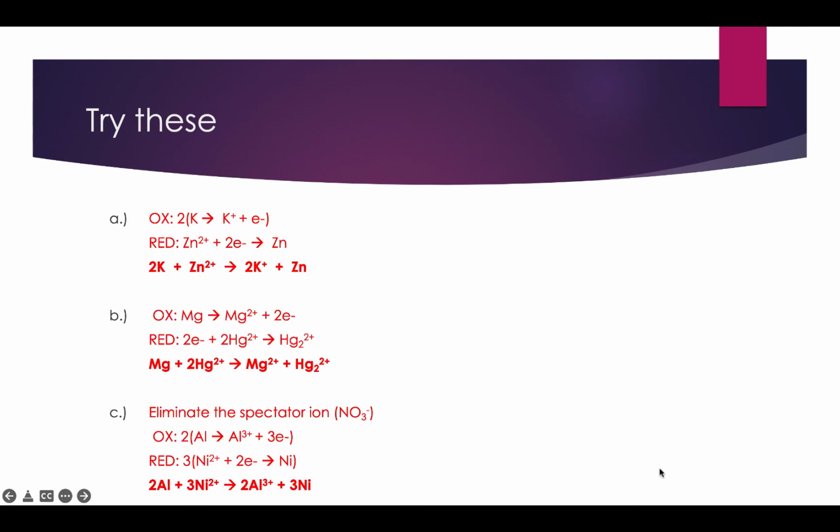Welcome back. Here's what you should have gotten. A is fairly straightforward, but notice B is a case where we had to actually balance for charge. That's that second step that we often don't need to do, but you should always check for it. And then finally in C, we had to eliminate the nitrate in order to proceed.